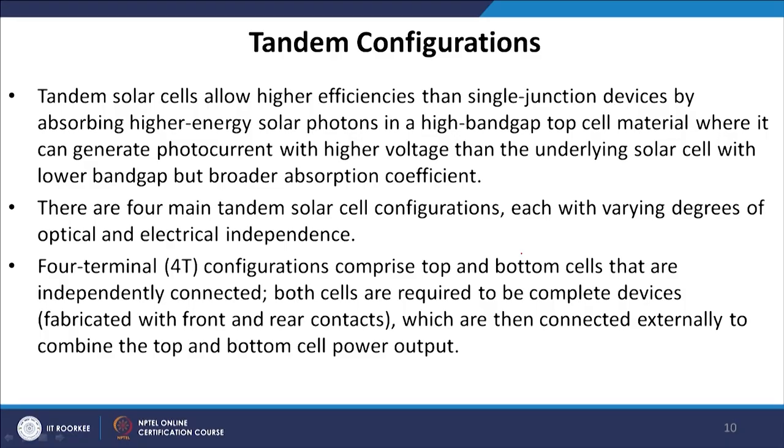Based on this optical and electronic coupling, since we have 2 different kinds of material, that means 2 different dielectric constants. So, it is very, very important to couple the light from one solar cell to the other solar cell. 4 terminal configurations comprise top and bottom cells that are independently connected. Both cells are required to be complete devices fabricated with front and rear electrodes, which are then connected externally to combine the top and bottom cell power output. So, in a 4 terminal device, the top and the bottom are 2 complete devices, which are finally connected.